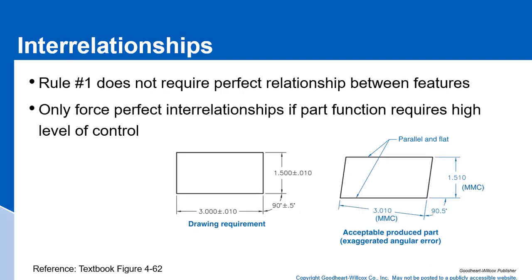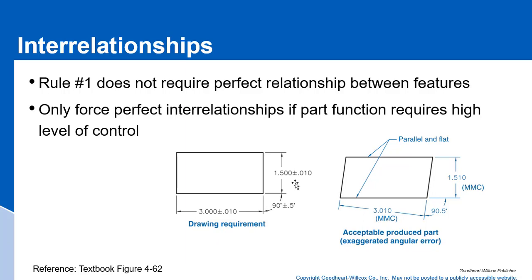Okay, let's talk about interrelationships here first. Rule number 1 does not require perfect relationships between features. It's just talking about perfect form at MMC. They only force imperfect relationships if the part function requires a high level of control. Okay, so let's look at this one here.